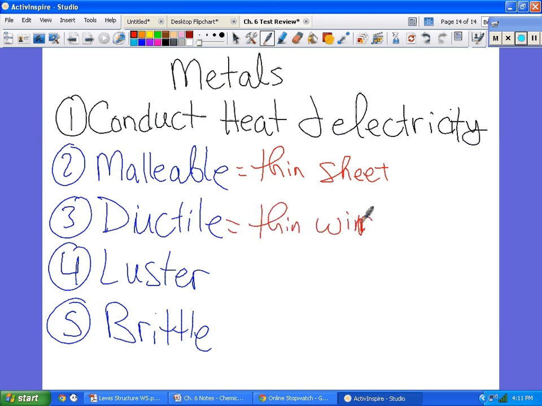Okay, luster is shiny. Is that right? Is there no E in there? No, that's SH. That's shiny, or sheeny. Let's get rid of that E. Yep, that's exactly right.